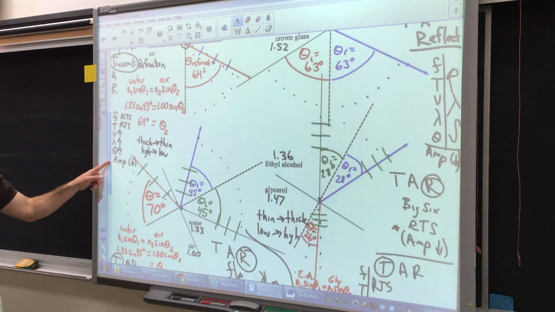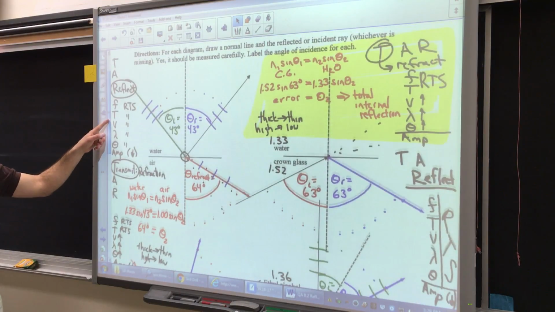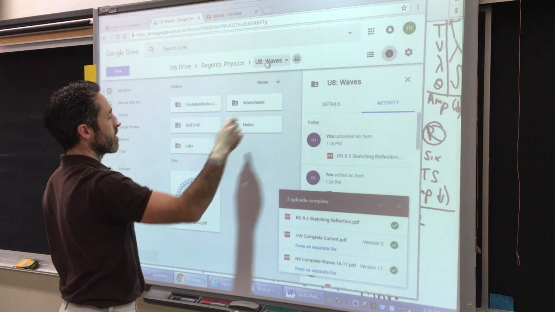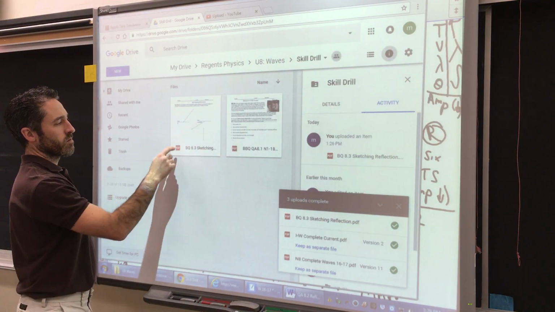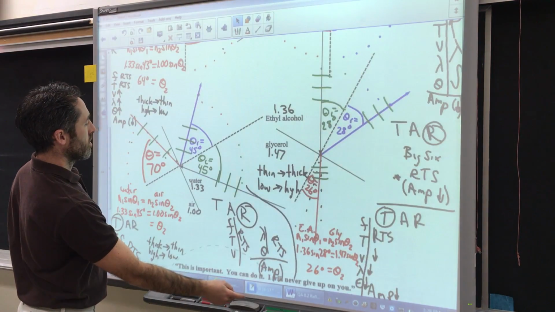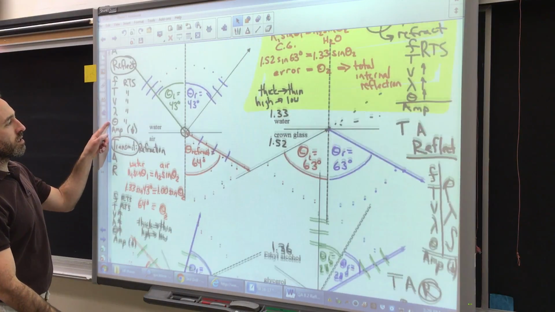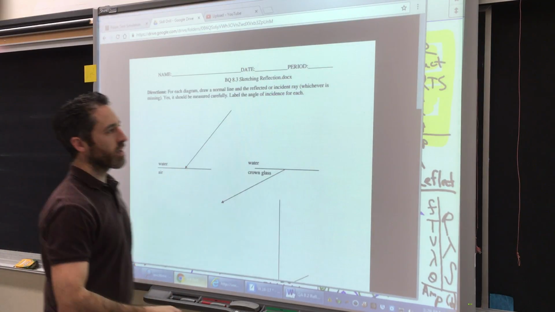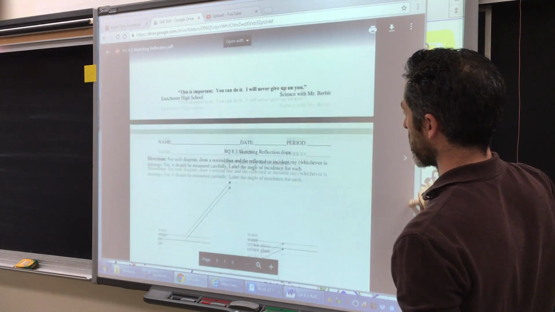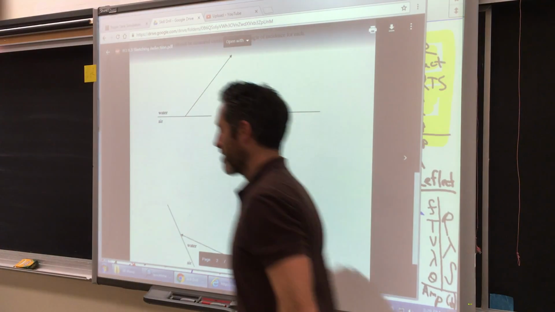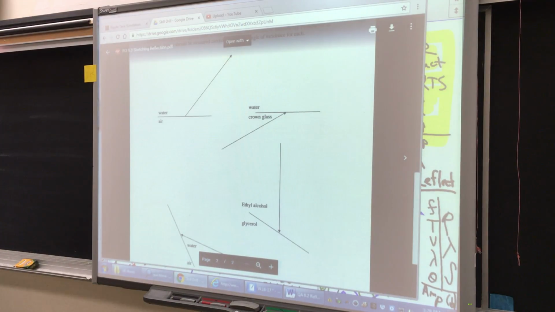So all of you have access to this page because it is on the sheet, on the drive rather, right here, under your unit 8, going waves, going to the skill drill BQ8.3. And this was the, let's see, this was the sheet that had, going up into the right in order. So from the drive, it's not actually the first page, but the second page that we just went over. First page is very similar. We'll see. Maybe I'll put that one up too. But keep track of those trends. Those do matter.